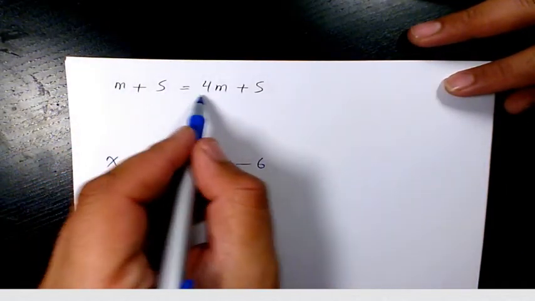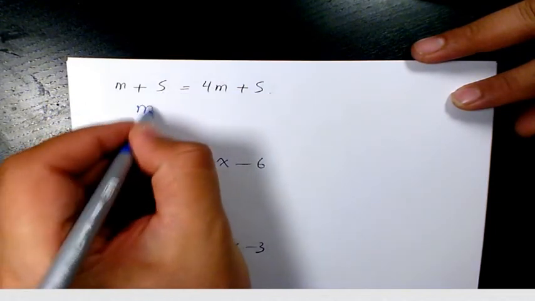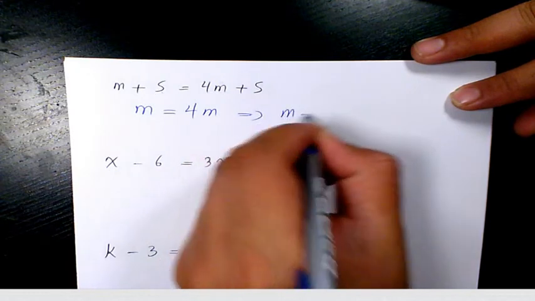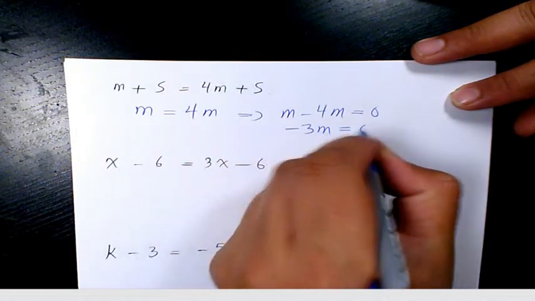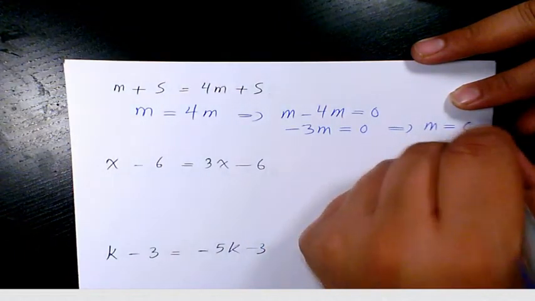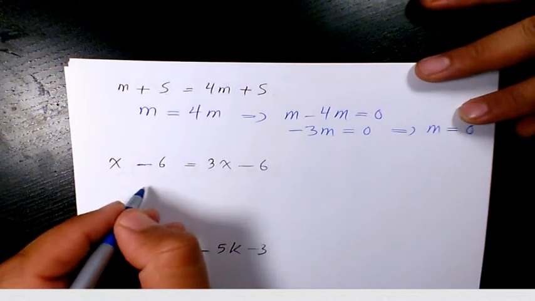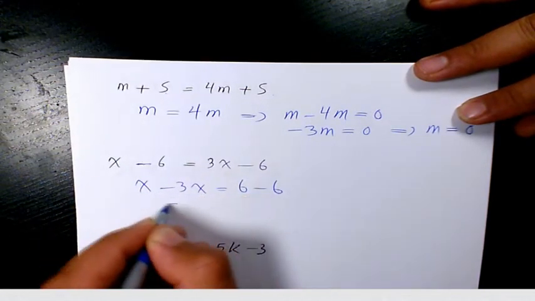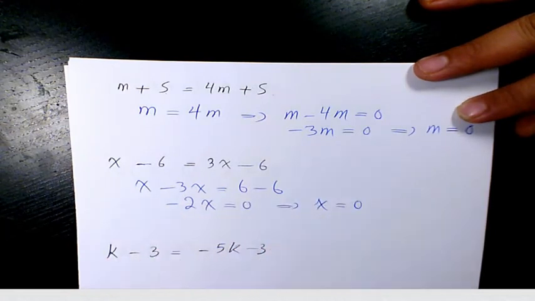m plus 5 equals 4m plus 5. Plus 5 and plus 5 cancel out. m will be equal to 4m. It means that m minus 4m equals 0. So it means that negative 3m equals 0. It means that m is 0. x minus 6 equals 3x minus 6. So we have x minus 3x equals 6 minus 6. So we have negative 2x equals 6. It means that x equals 6.